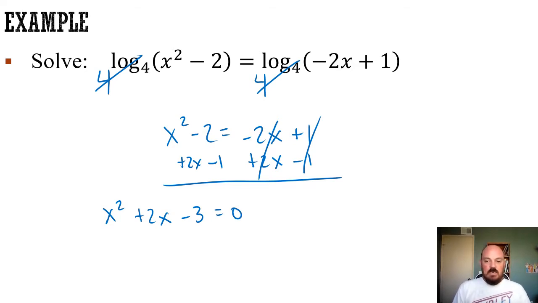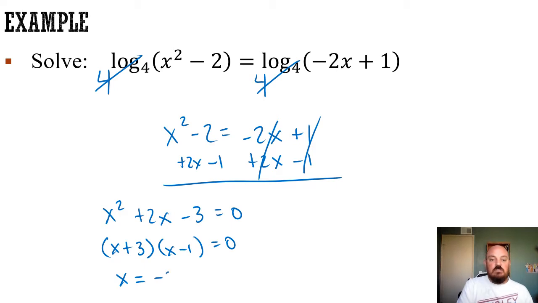And when you get a quadratic, remember you have two choices. You can try to factor it. And if it's not factorable, you can do the quadratic formula. This one is factorable. It factors into x plus 3 times x minus 1, which gives me possible solutions of negative 3 and positive 1. And the reason I said possible solutions, remember this was a log equation, which means those could be extraneous solutions. We need to test each one.